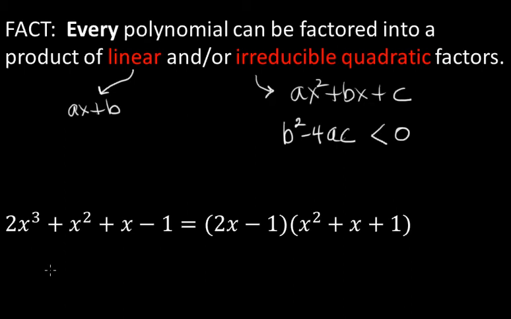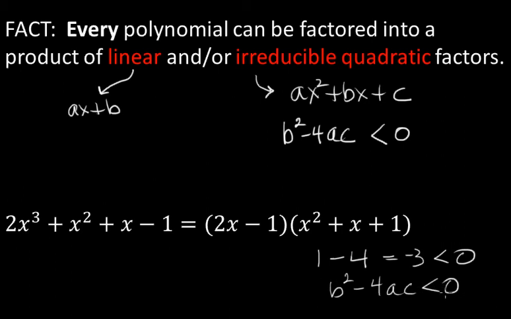Here's an example of what we mean. This is a cubic, a third degree polynomial, and notice it is factored into a linear factor 2x minus 1 and x squared plus x plus 1. Now I know that cannot be further factored because b squared minus 4ac, 1 minus 4 times 1 times 1, is equal to negative 3, and that's less than 0. So b squared minus 4ac is less than 0. I know I cannot factor it any further.